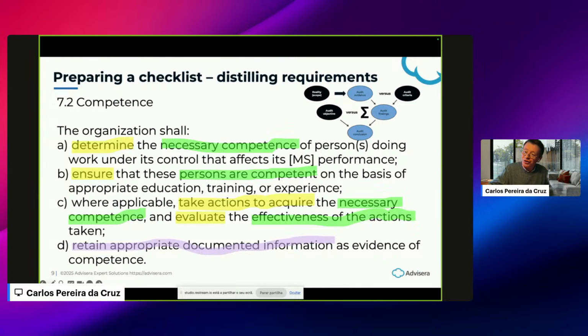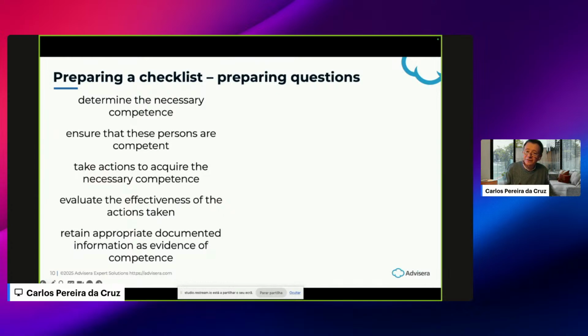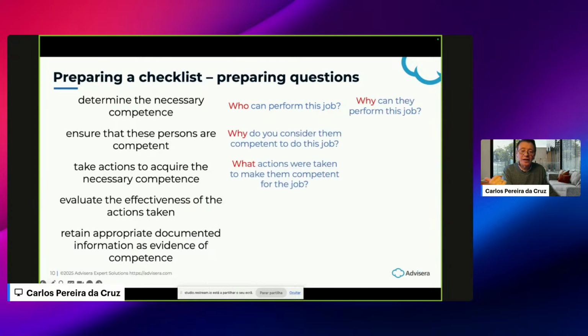Now let's use these selected topics: determine necessary competence, ensure that these persons are competent, take actions to acquire. This is just based on reading the document. That's why I say distilling the requirements. Now I translate these topics into questions that start with who, why, when, what, and how. So who can perform this job? Why do you consider them competent to do this job? How can you be sure that those actions were effective?